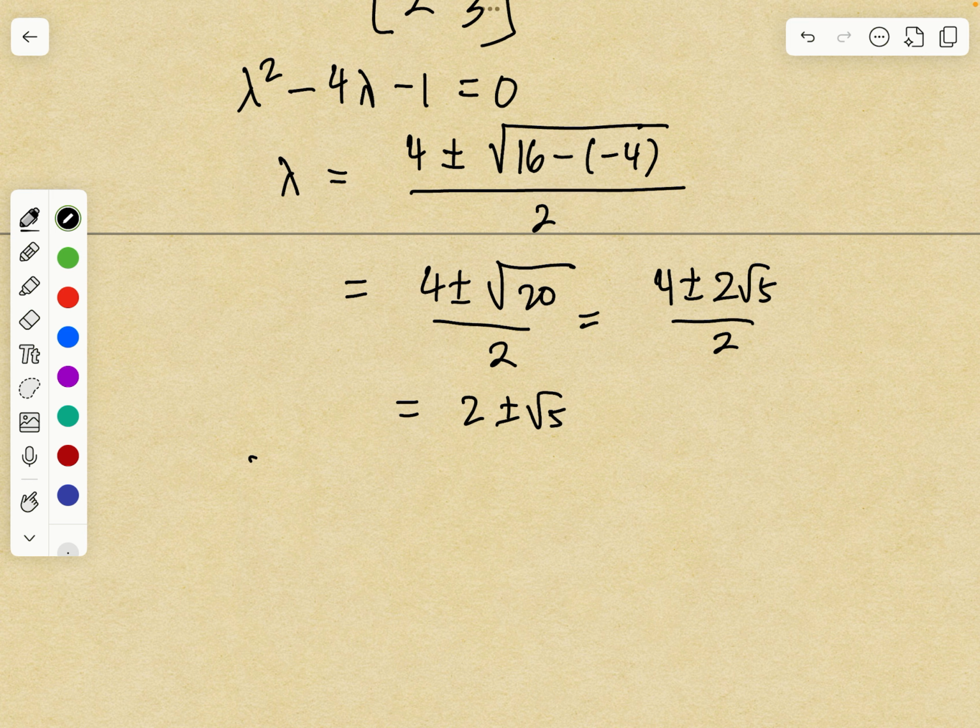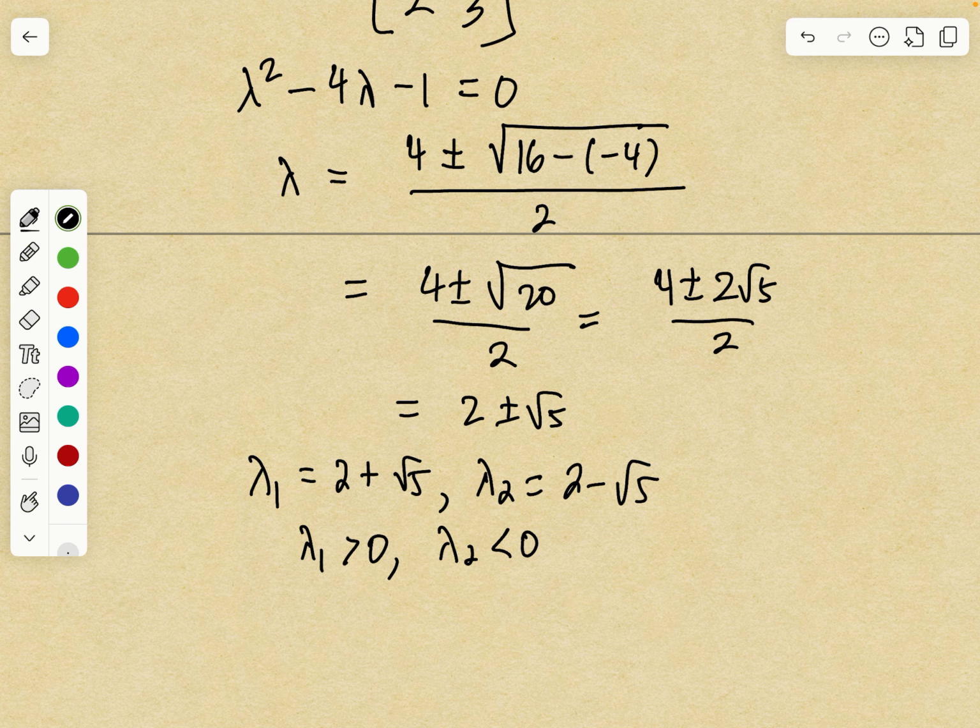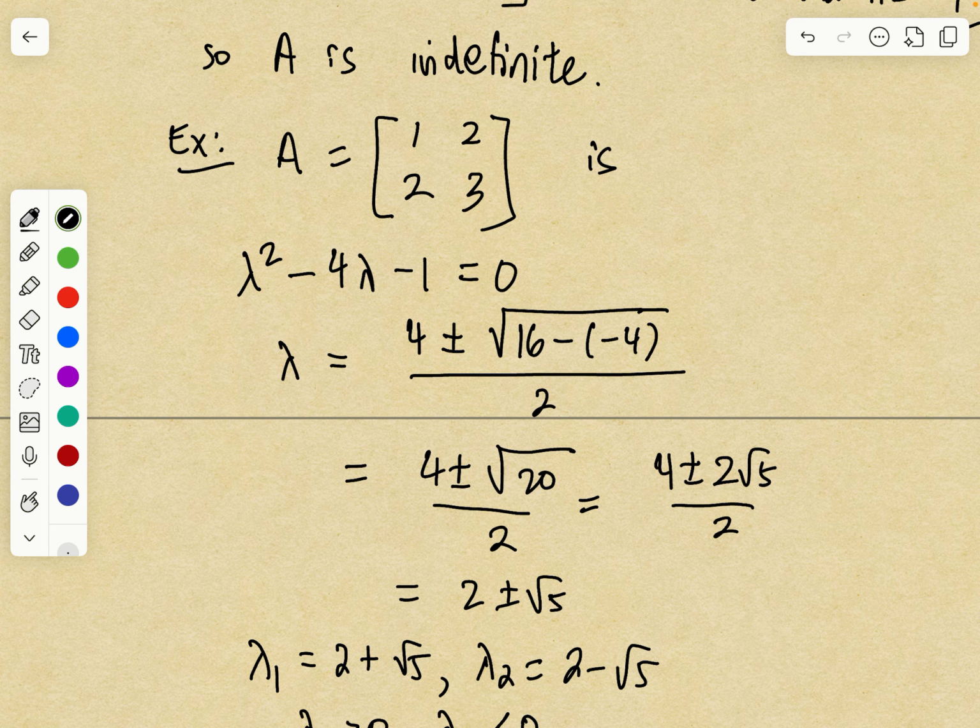So the eigenvalues are lambda 1, which is 2 plus root 5, and lambda 2, which is 2 minus root 5. And root 5 is bigger than 2, so lambda 1 is greater than 0, lambda 2 is negative, and so therefore this matrix is actually indefinite, even though all of its entries are positive. Okay, so you can't tell whether a matrix is positive definite or negative definite just by looking at the entries of the matrix.